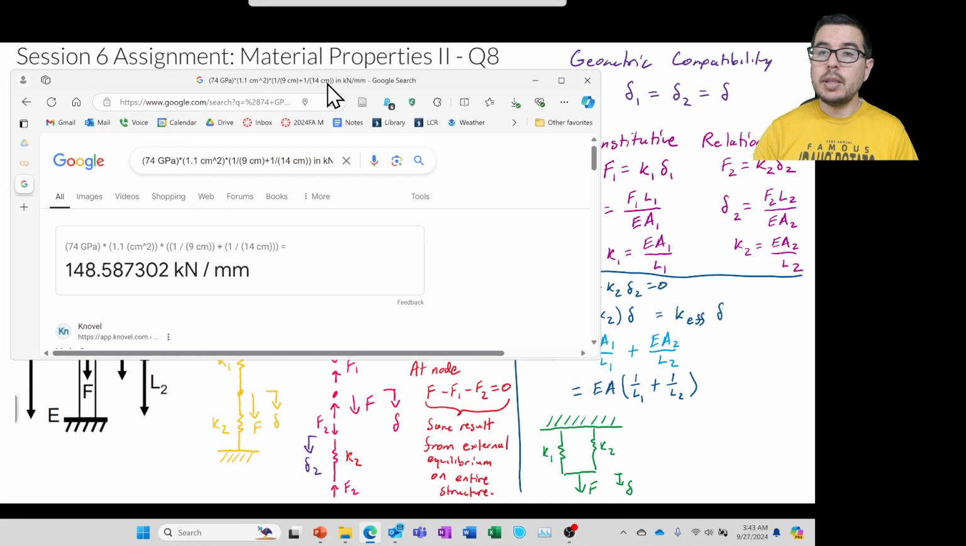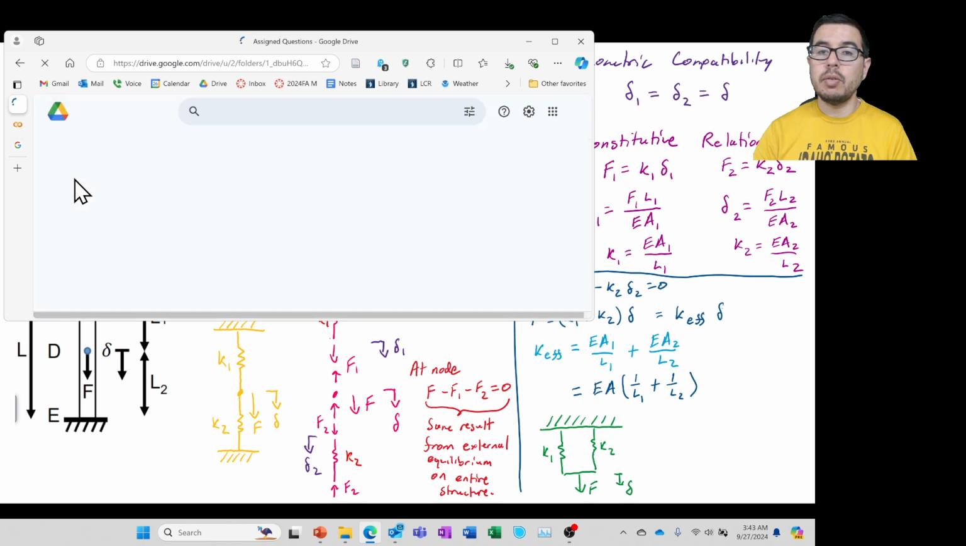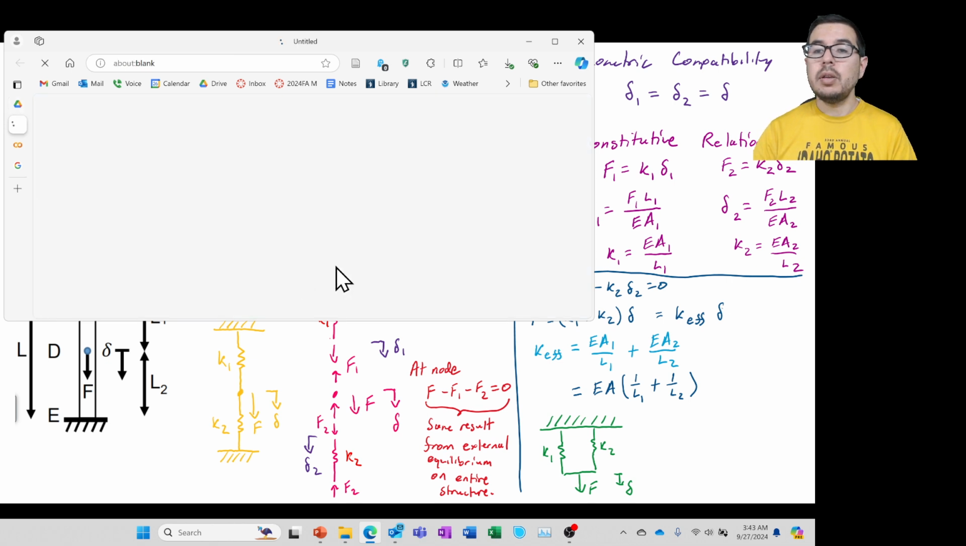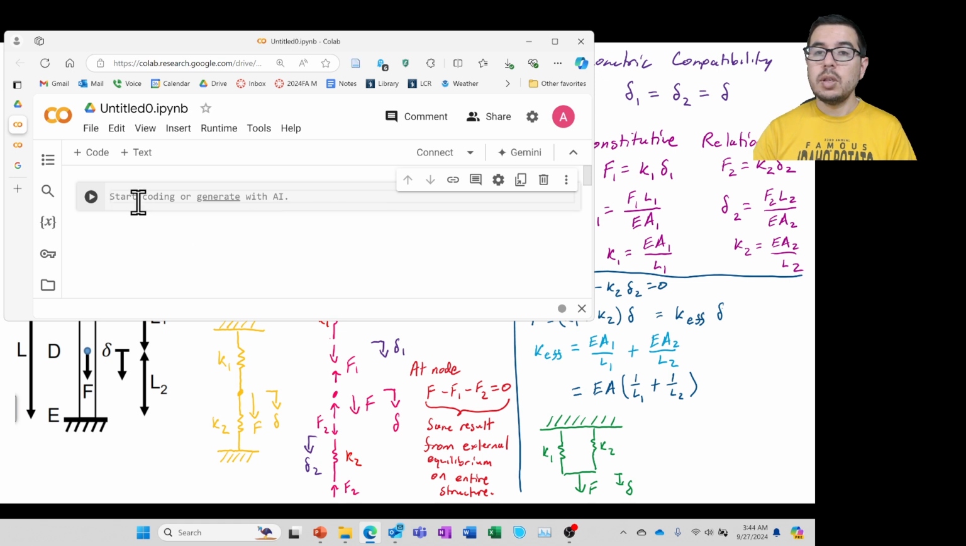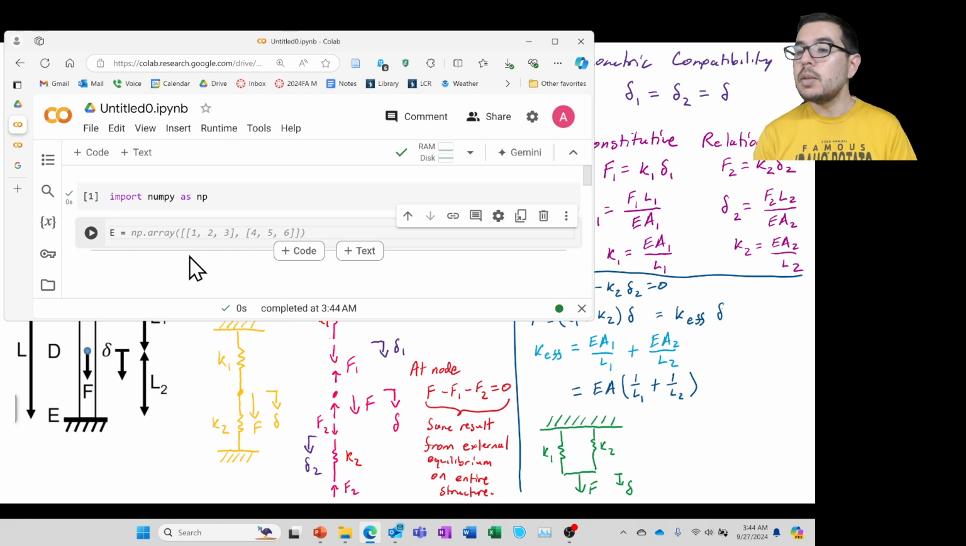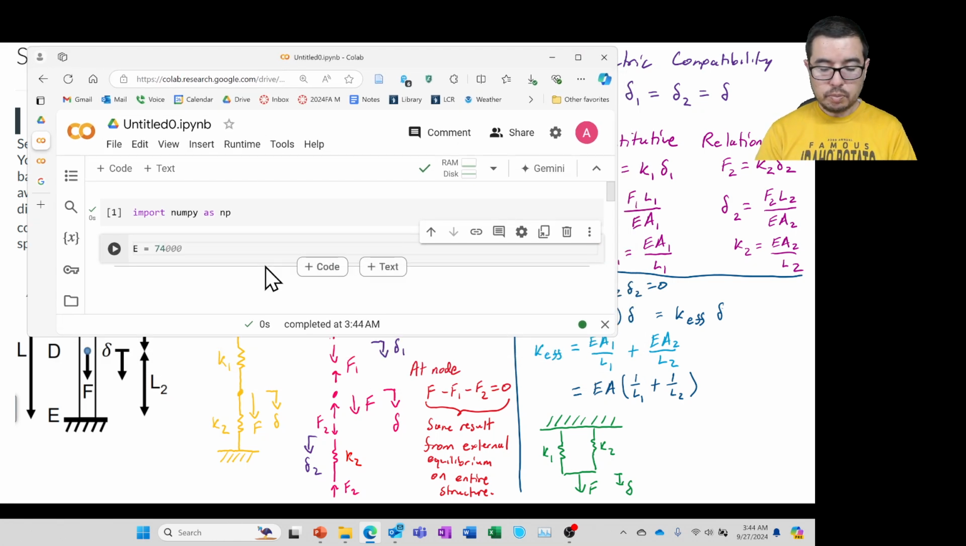Let's go ahead and implement this using Python. It's just a way that we can check our work. So we'll come over here and we'll create a new Colab. Here we go. And we'll import numpy as np, control enter, and it knows I want to do another line. It's gotten smarter. It's a little bit spooky sometimes to see how good it is. Okay, so we have an E, which is going to be 74 gigapascals. So I'm going to do 74e9, that will give us pascals.